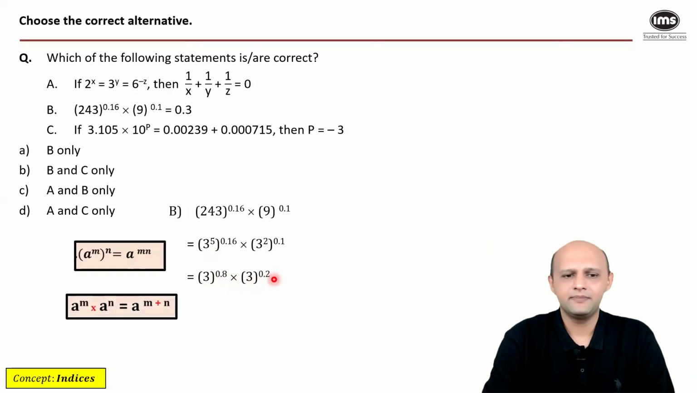So if the base is the same, what would be the powers? The powers would be added when you're multiplying the numbers. So this would be 3 raised to 0.8 plus 0.2, which is 1. Now, is 3 raised to 1 equal to 0.3? No, not really. So I think this helps you arrive at the answer faster.